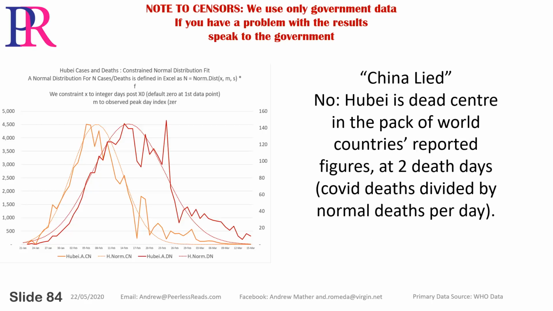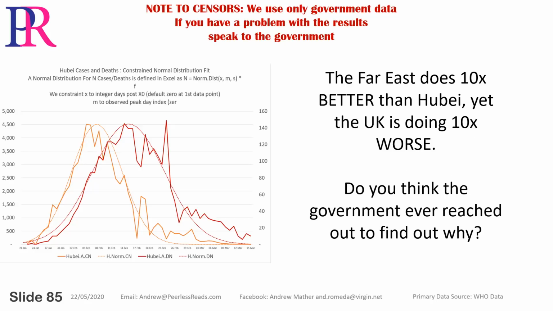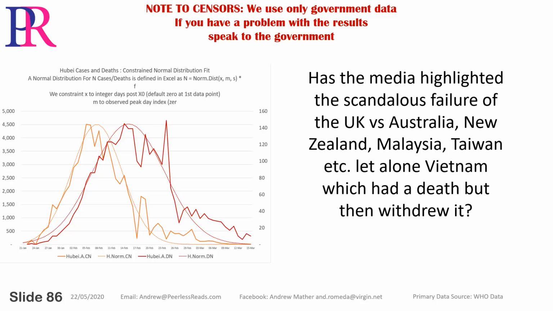China lied. No, Hubei is dead center in the pack of world countries' reported figures at 2 death days, COVID deaths divided by normal deaths per day. The Far East does 10 times better than Hubei, yet the UK is doing 10 times worse. Do you think the government ever reached out to find out why? Has the media highlighted the scandalous failure of the UK versus Australia, New Zealand, Malaysia, Taiwan, etc., let alone Vietnam, which had a death but then withdrew it?